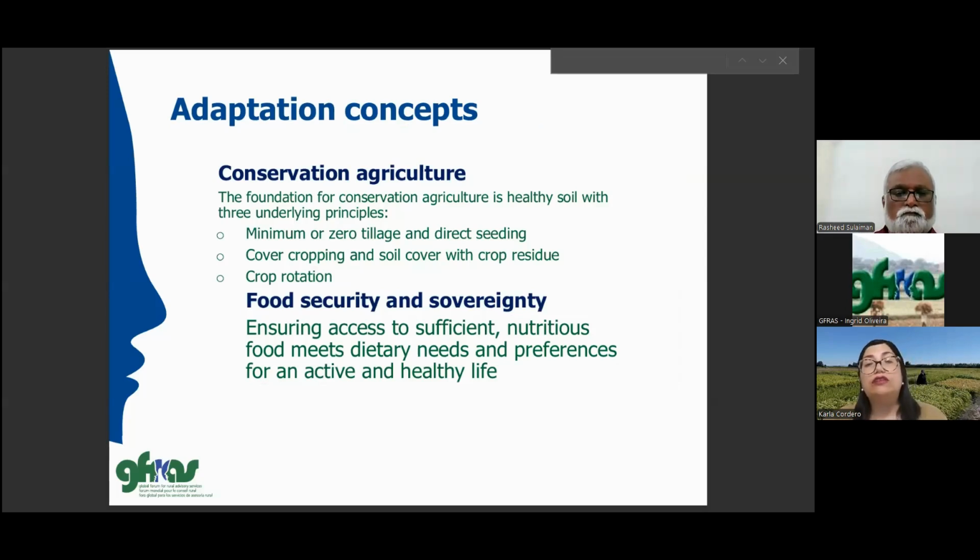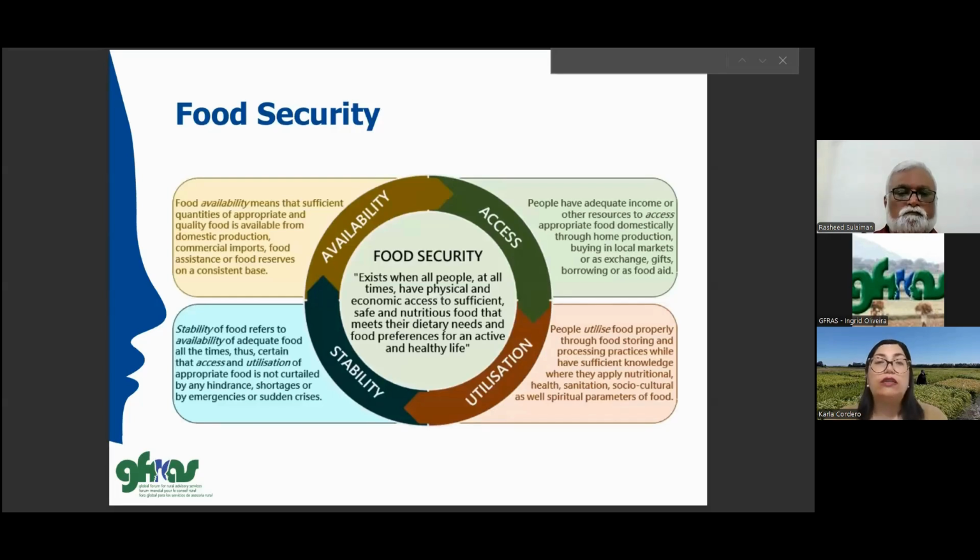So food security and sovereignty is our final focus, in which we are going to ensure access to sufficient and nutritious food to meet dietary needs and preferences for an active and healthy life. So there we can see in this scheme how food security has different key points like access, utilization, stability, and availability of the food that people have to have to be able to continue doing agriculture, feeding the future people, etc.